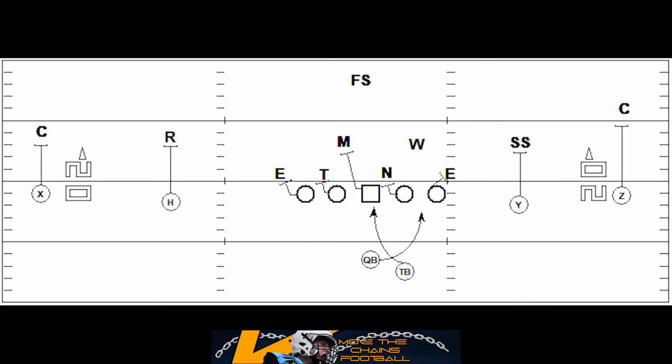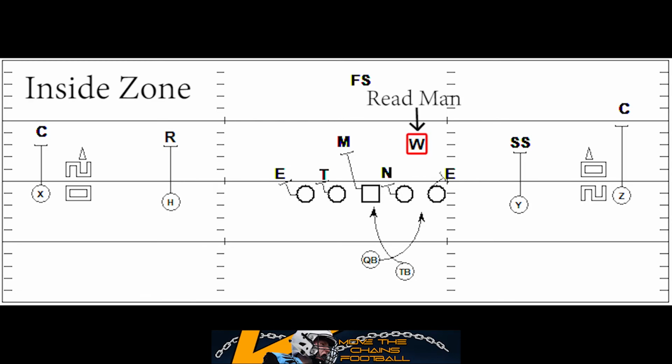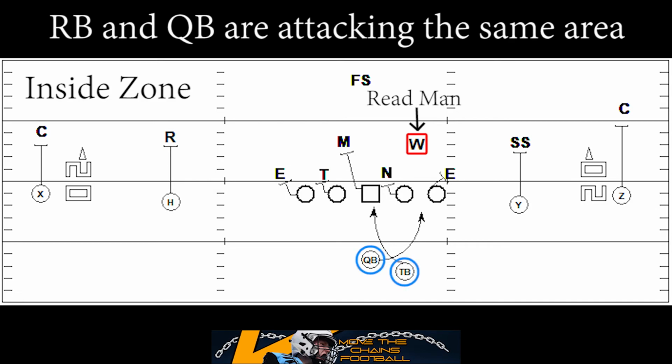You can also execute second level run options using the inside zone concept, although it's not as effective as outside zone. This is because the running back is coming downhill and not stretching the defense that much, and is not forcing the read man to make a clear decision.